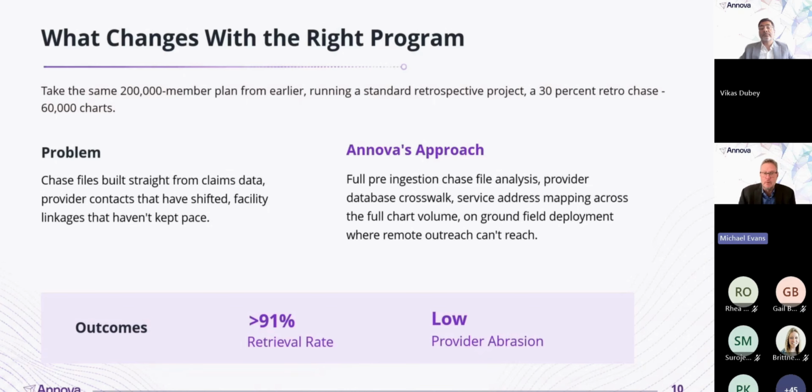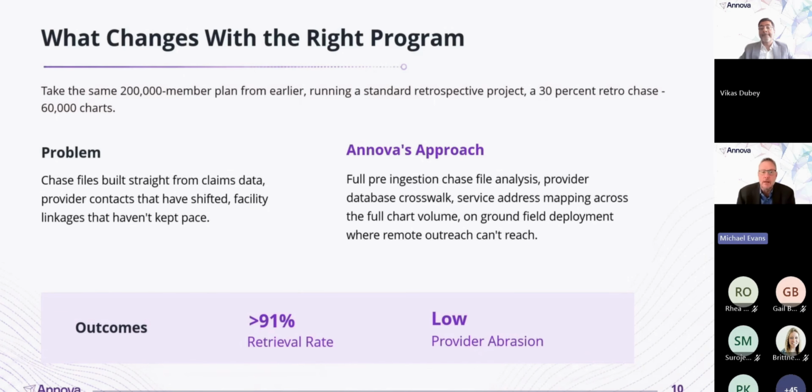Because we focus, we work together, and we accomplish it. You don't give up. The outcomes: above 90% retrieval rate with low provider abrasion. That's your goal. And by the way, these are real numbers. This is something which we have done, and that's why we're able to distill all the approach we have. Not every program will get it, but there is a huge change if we do all things right.